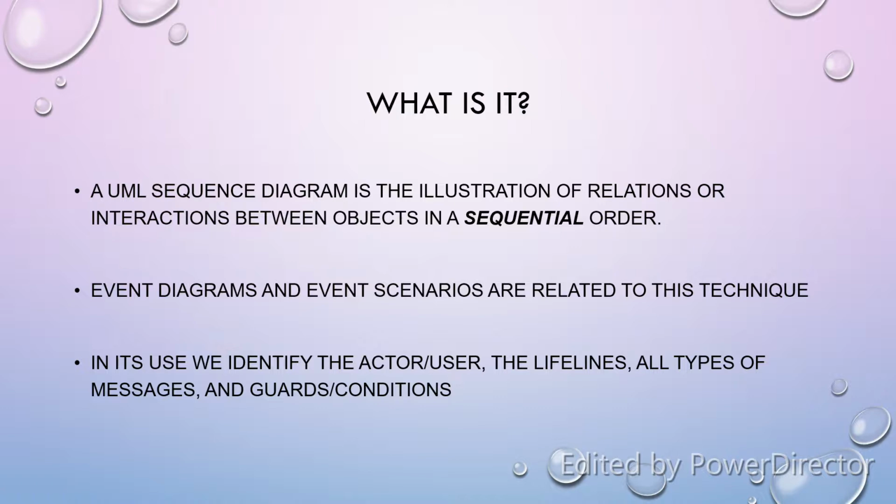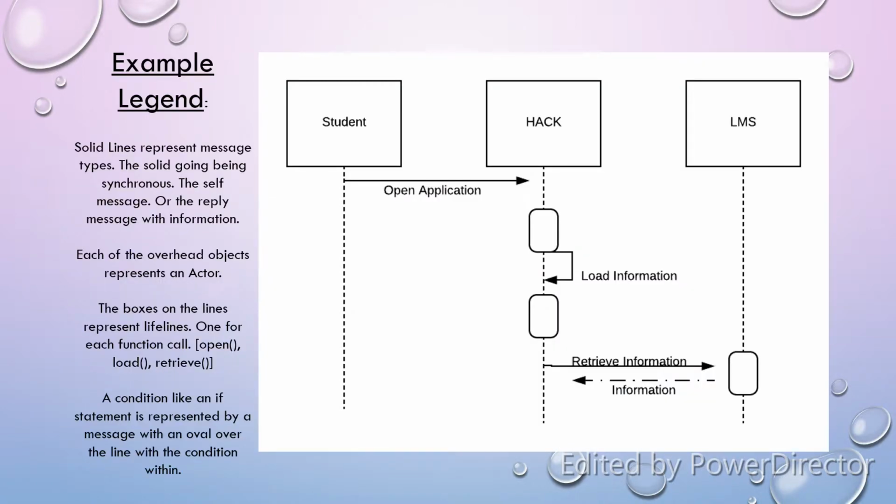input from the user. As you can see, we created an example of a UML diagram with some concepts from our hack project. At the top of the diagram, we have the squares with student, hack, and the LMS system in it. Each of these represents an actor or a user in the grand scheme of the project.